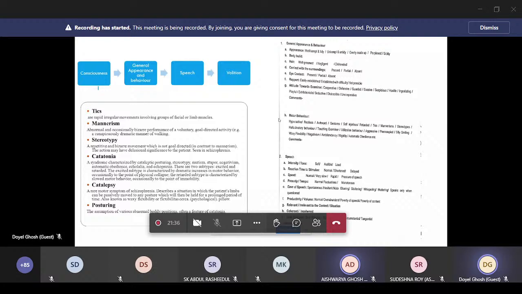Catatonia is a kind of motor disorder, a motor problem. If you're referring to the slide, you can see that catatonia is a syndrome characterized by cataleptic posturing, but there are many symptoms. Catatonia is the umbrella term for that. There can be catalepsy, stereotypy, mutism, stupor, negativism, automatic obedience, whatever. It generally denotes the motor disturbance, about the muscle tone. Okay, ma'am. Thank you.